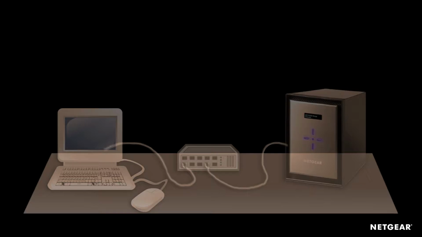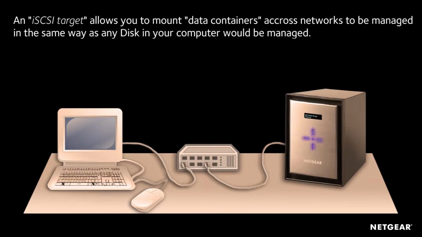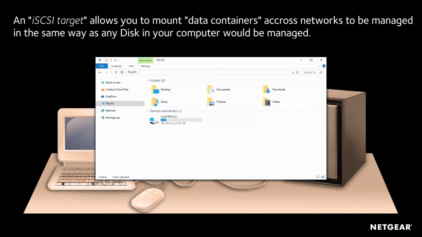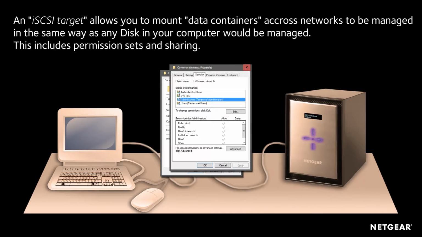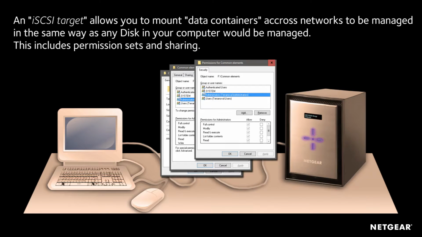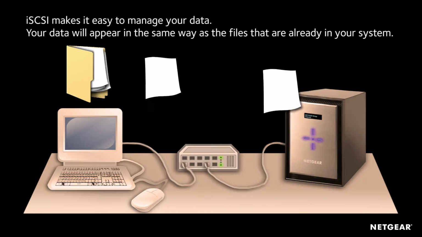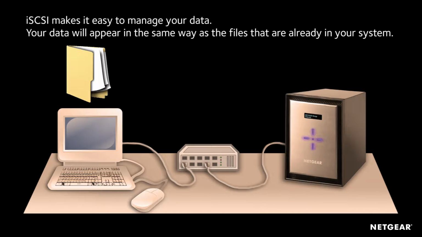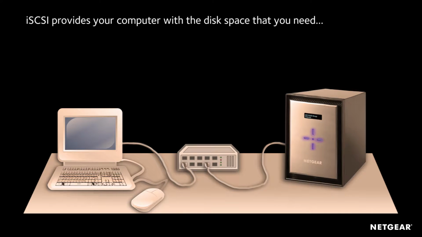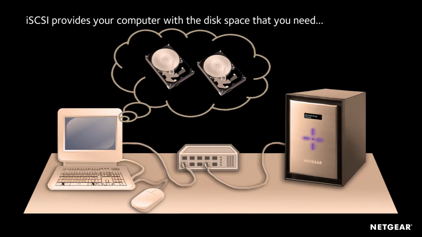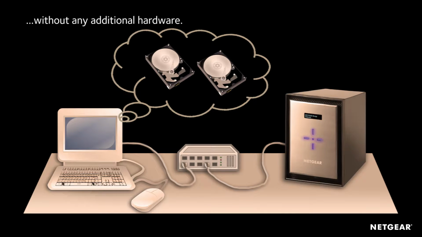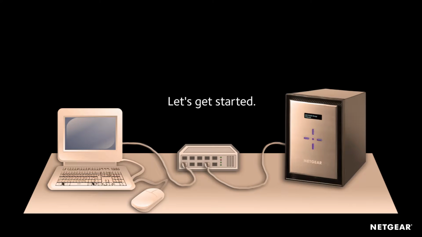So, what is iSCSI? An iSCSI target allows you to mount data containers across networks to be managed in the same way as any disk in your computer would be managed. This includes permission sets and sharing. iSCSI makes it easy to manage your data. Your data will appear in the same way as the files that are already in your system. iSCSI provides your computer with the disk space that you need without any additional hardware. Let's get started.